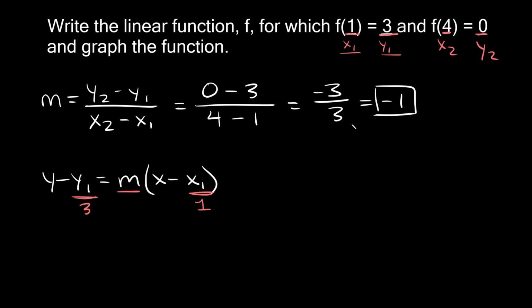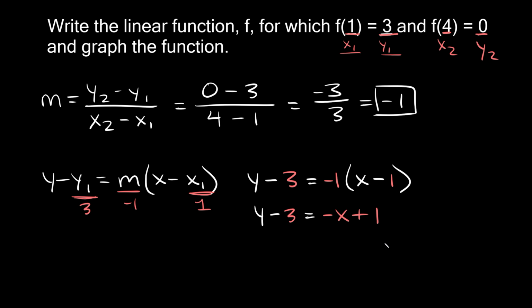And remember, our slope is equal to negative 1, so we'll plug that in right there. Plugging in those numbers, we get y minus 3 is equal to negative 1 times x minus 1. Now if we simplify this, y minus 3 is equal to, and here we can distribute this negative 1 into the parentheses, so we get negative x plus 1. Now, we move everything to the right so we can write this as a linear equation.